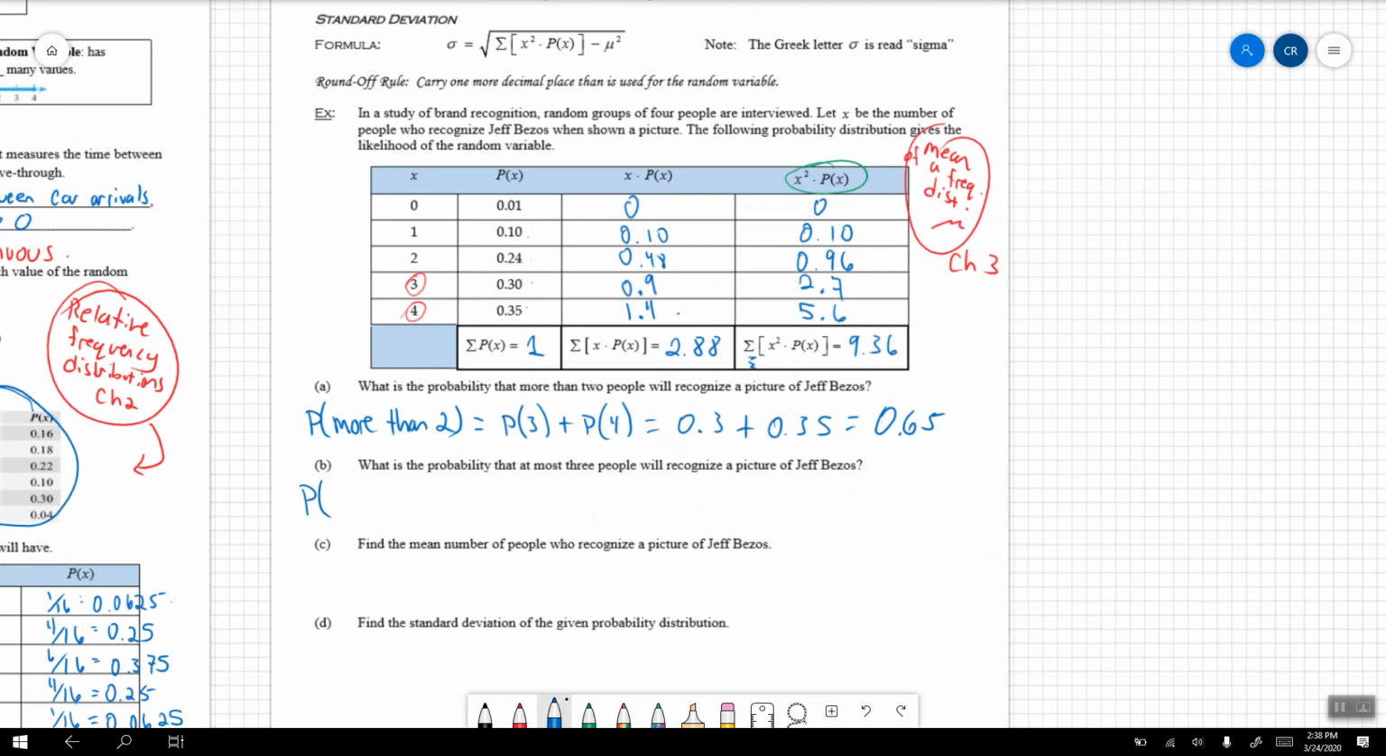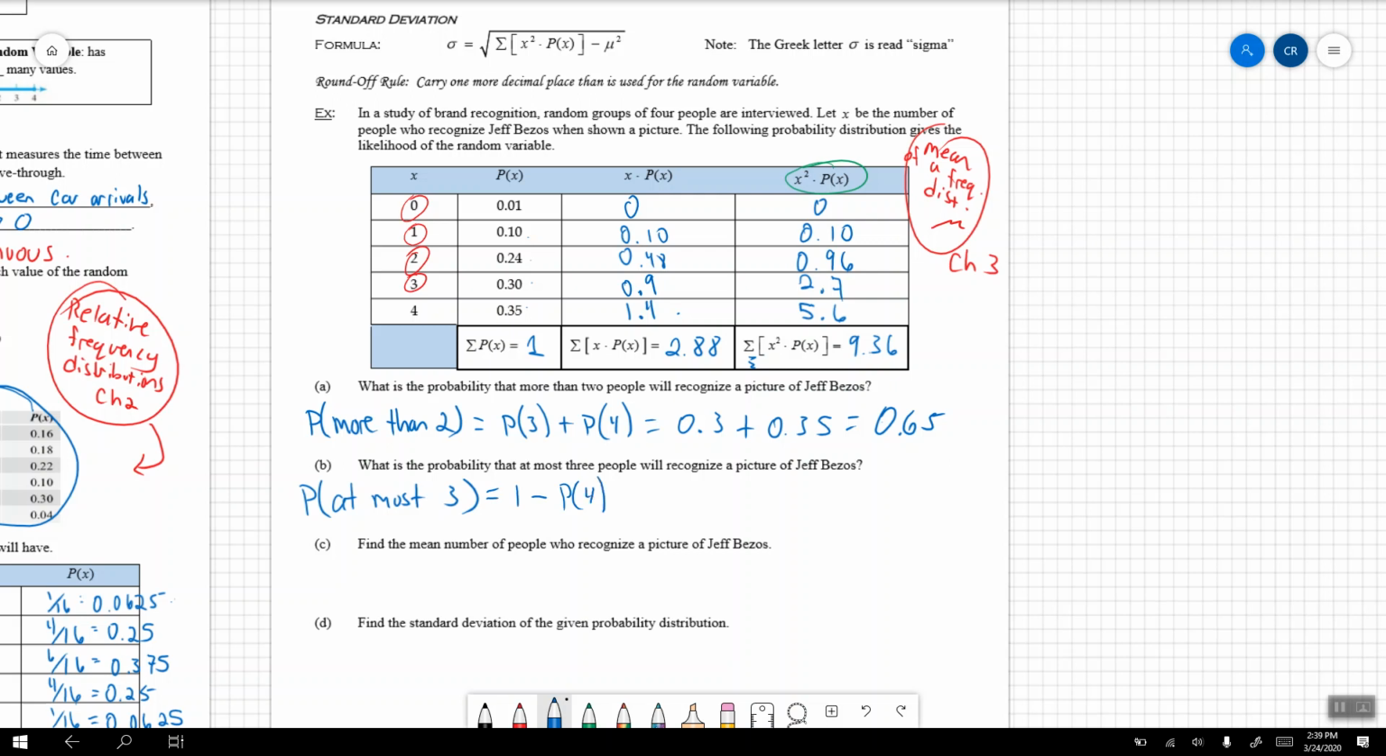So, question B, what is the probability that at most 3 people will recognize Jeff Bezos? So, at most 3 people. I'm going to go back to my chart over here. What does at most 3 mean for us? At most 3 means that it could have been that 3 people identified him, but that's at most. That's the most people that would have identified him, which means 2 people could have identified him, 1 person, or no persons.